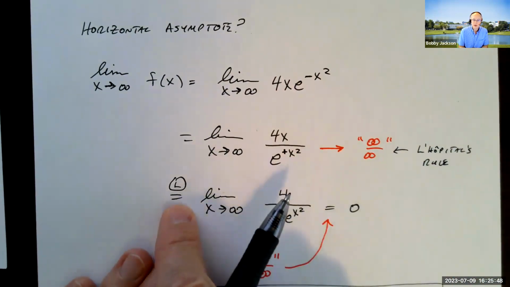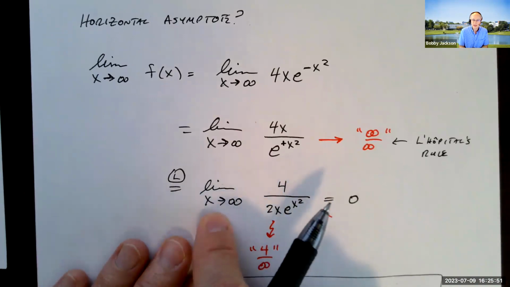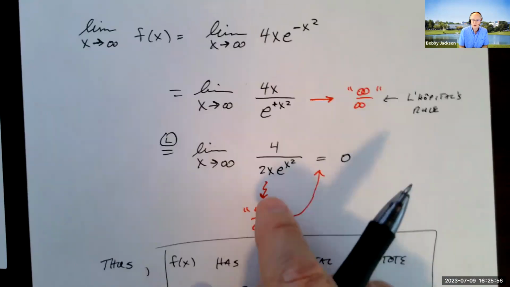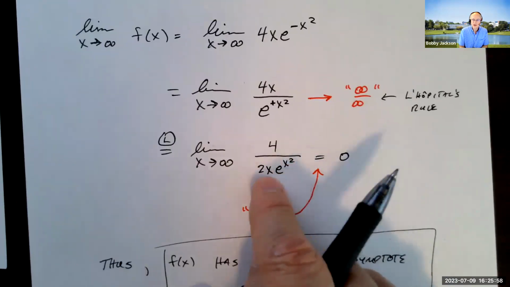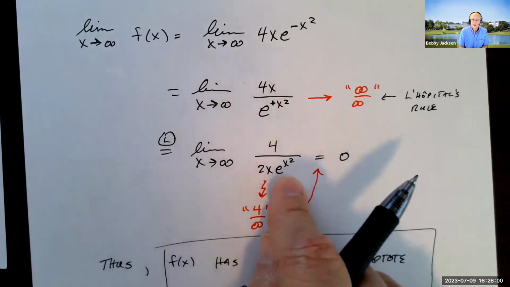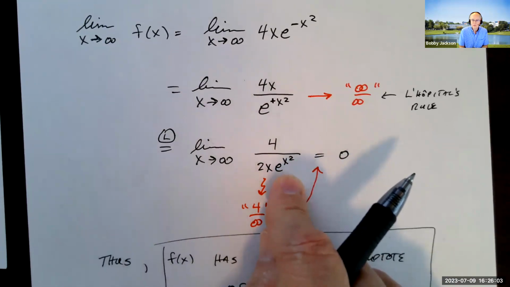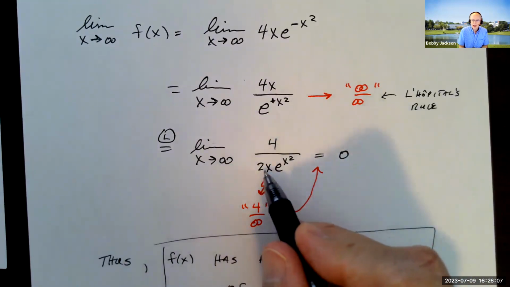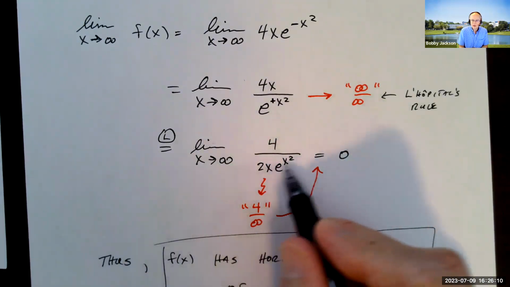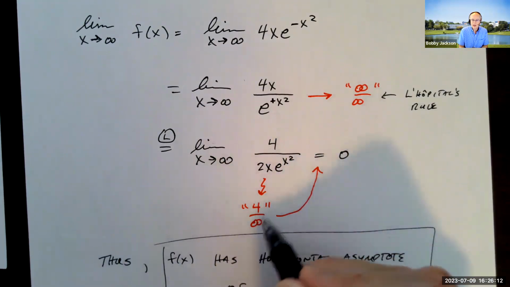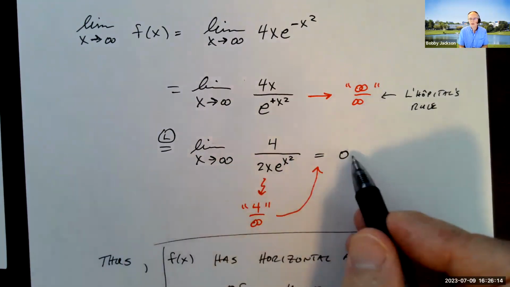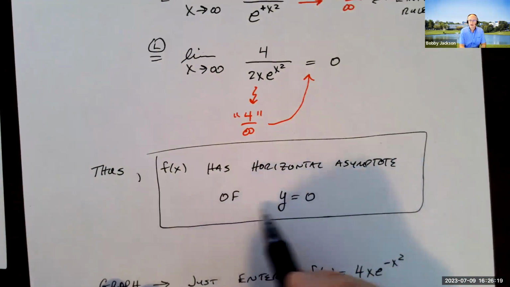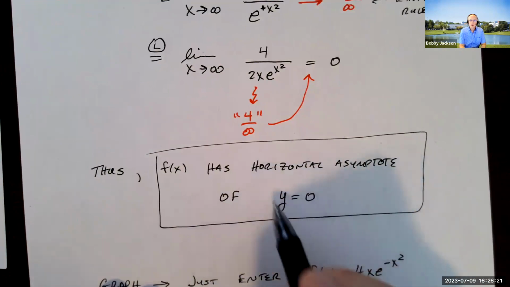Notice I put a little L over here when I'm using L'Hopital's rule, equals the limit as x goes to infinity. The derivative of 4x is 4, and the derivative of e to the x squared, well, it's 2x e to the x squared. That's the chain rule. We talked about that previously, just a minute ago. Okay, but as x goes to infinity, the top is staying at 4, and x times e to the x squared is going to infinity, right? 4 over infinity, that's going to 0. Right, so the limit is indeed 0, which tells us that the function f of x has a horizontal asymptote of y equals 0. And it's only one horizontal asymptote.